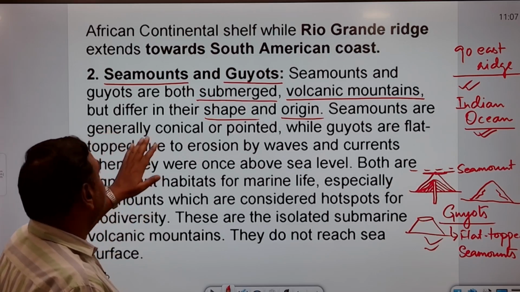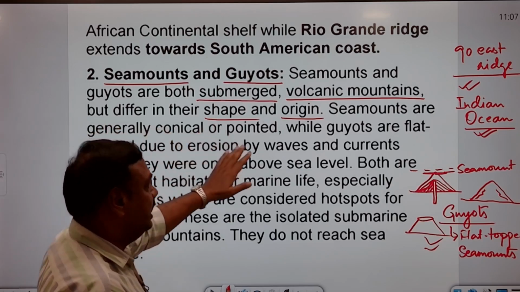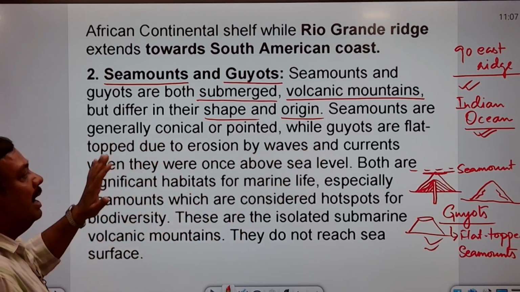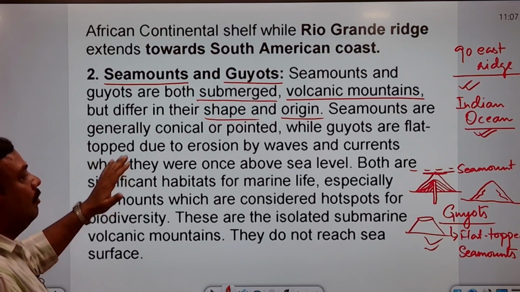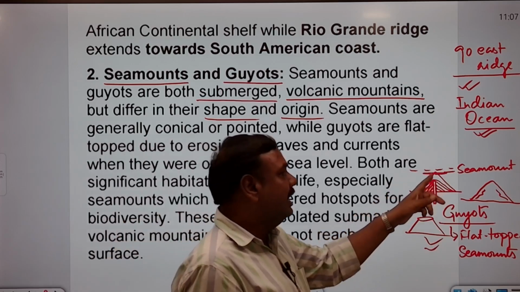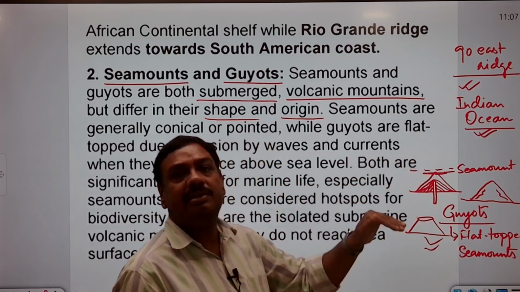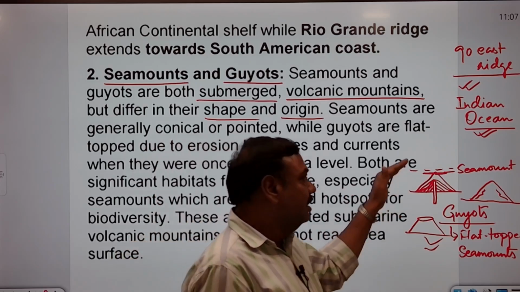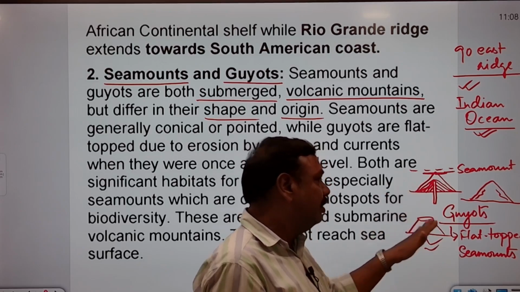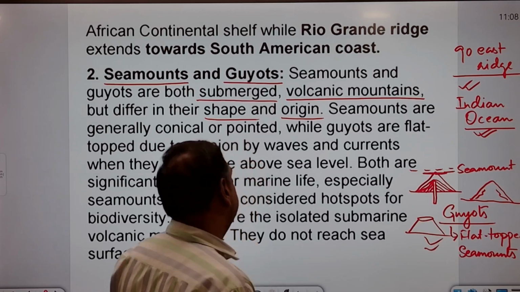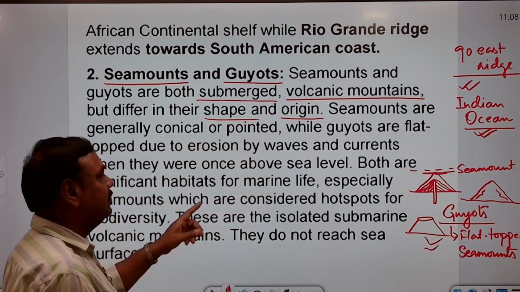See here, seamounts are generally conical or pointed, while guyots are flat-topped due to erosion by waves and currents when they were once above the sea level, right? When they were above the sea level, after that what happened? When gradual erosion takes place by the sea waves and currents, the seamount becomes flat-topped, and that flat-topped seamount is called a guyot. Okay. Both are significant habitats of marine life.